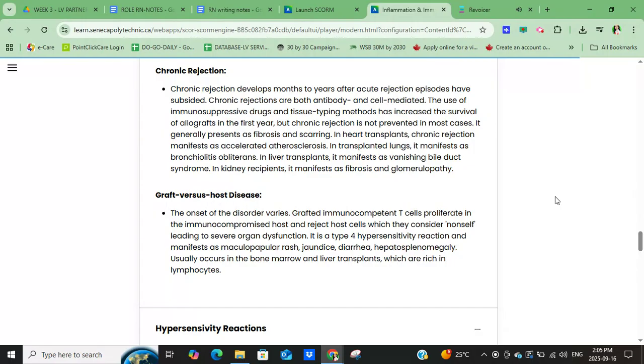Graft versus host disease. The onset of the disorder varies. Grafted immunocompetent T cells proliferate in the immunocompromised host and reject host cells which they consider non-self, leading to severe organ dysfunction. It is a type 4 hypersensitivity reaction and manifests as maculopapular rash, jaundice, diarrhea, and hepatosplenomegaly. It usually occurs in bone marrow and liver transplants, which are rich in lymphocytes.